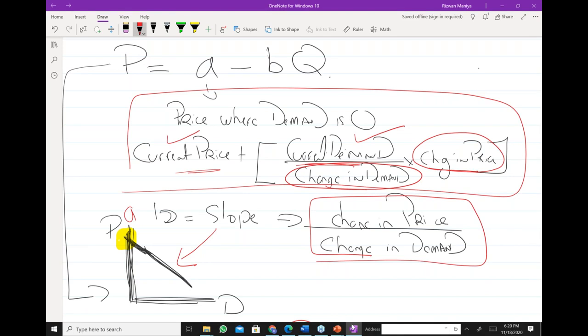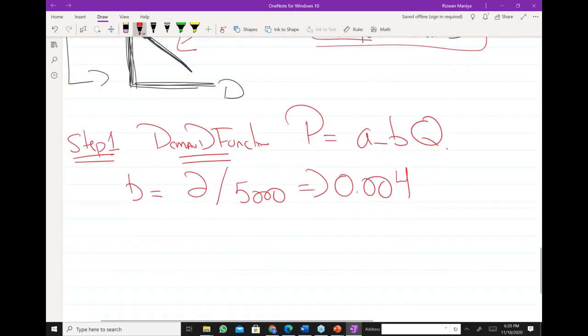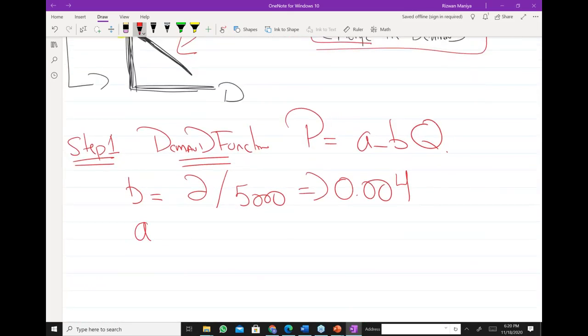Okay. So yeah, this is a genuine problem. But the concept will help you. So tell me what A is. A is a price where demand is 0, right? So if I use this demand function and I need A, which is a price where demand is 0, right? So what can I do here?